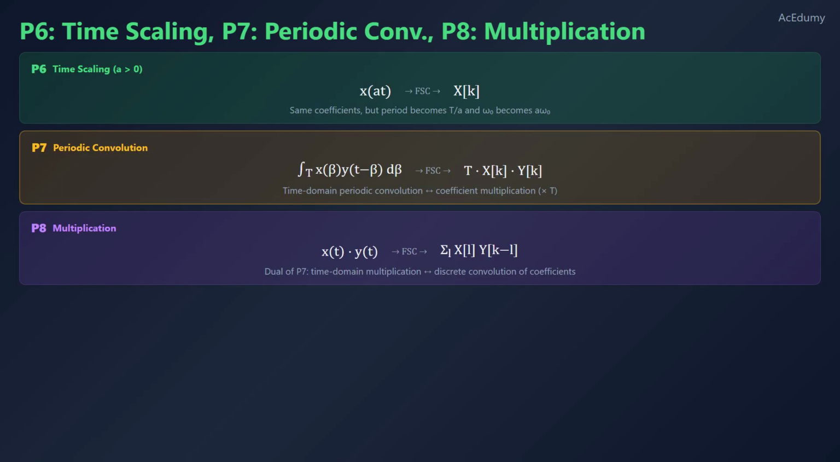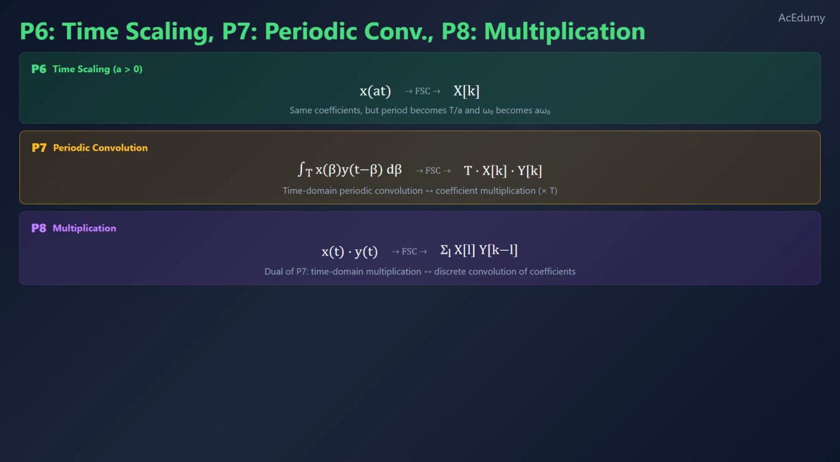Property 7 is periodic convolution. The periodic convolution of x of t and y of t, defined as the integral over one period of x of beta times y of t minus beta d beta, has Fourier series coefficients T times x of k times y of k. Notice the factor of T. Periodic convolution in time corresponds to multiplication of coefficients scaled by the period.